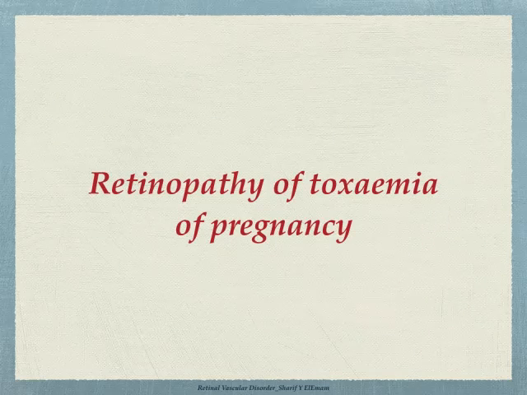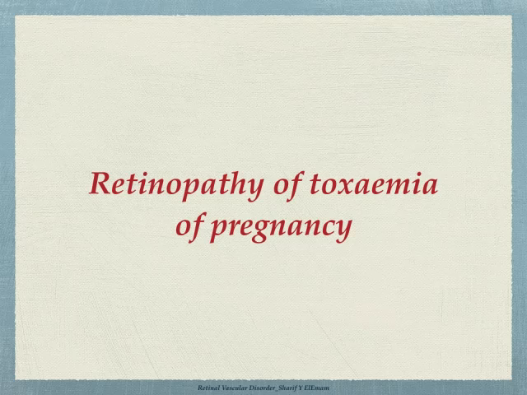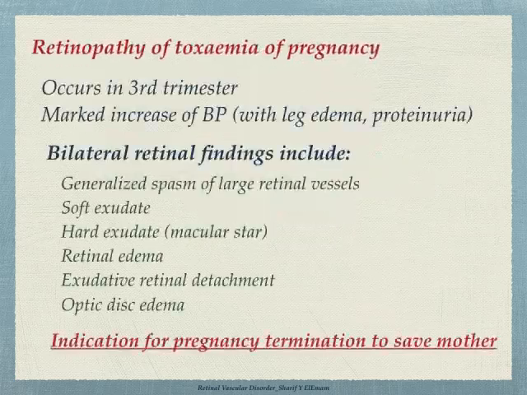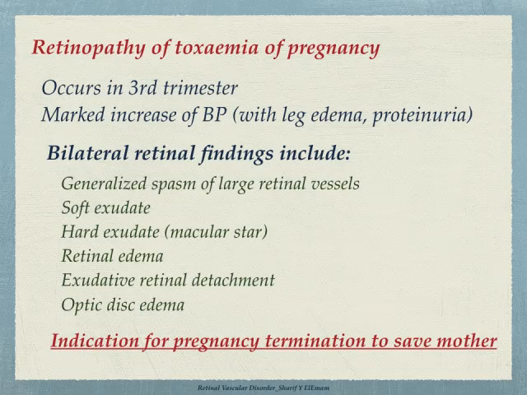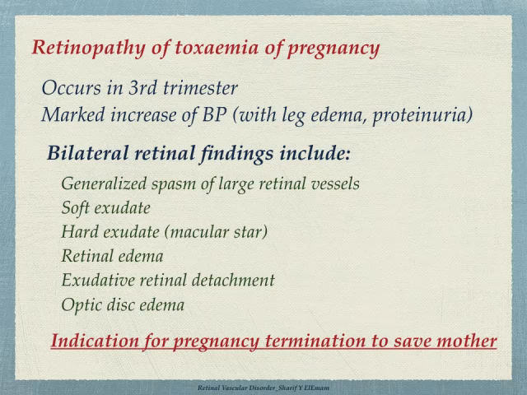Retinopathy of toxemia of pregnancy. This is a special variant or a special type of malignant hypertension that happens during pregnancy, usually in the third trimester. It's characterized by marked increase of the blood pressure. It is usually associated with leg edema. The female patient, of course, complains of leg edema as well as proteinuria in the urine analysis.